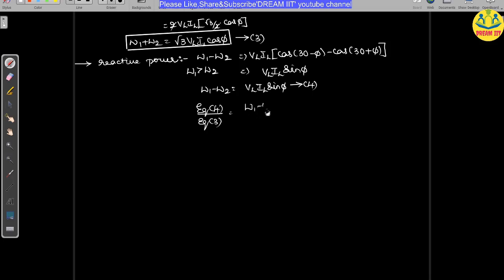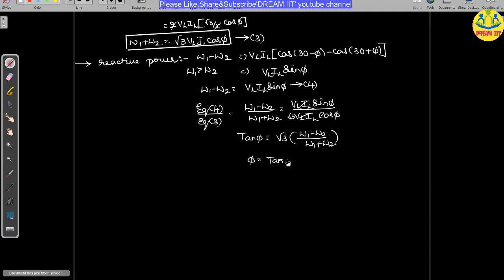What you will get? W1 minus W2 divided by W1 plus W2 equals VL IL sin phi divided by root 3 VL IL cos phi. So VL IL will get cancelled, and I can write tan phi equals root 3 times W1 minus W2 divided by W1 plus W2. So what is the phi value? That is tan inverse of root 3 times W1 minus W2 divided by W1 plus W2. This is the phase angle equation.